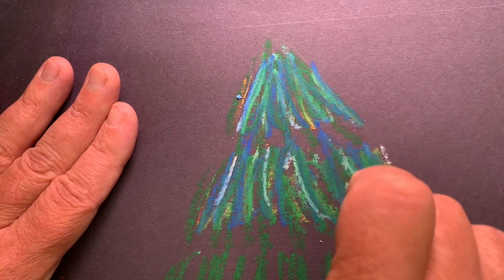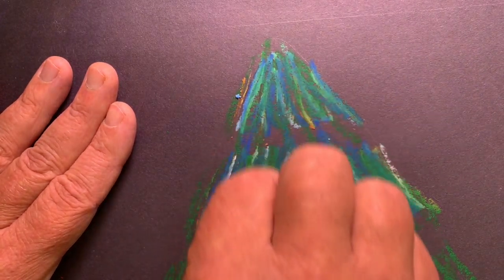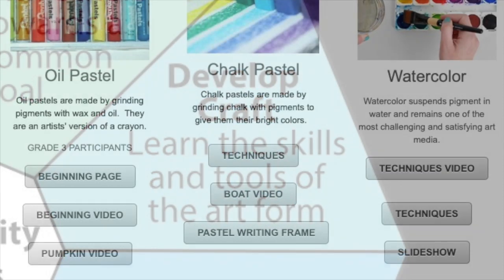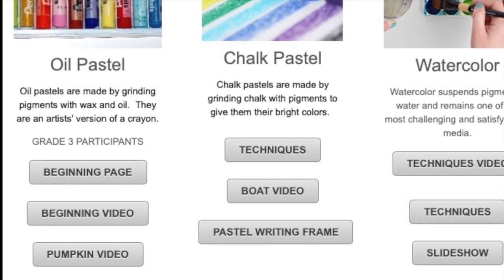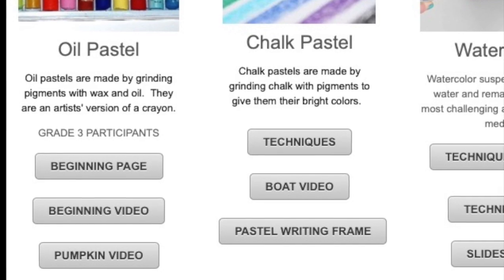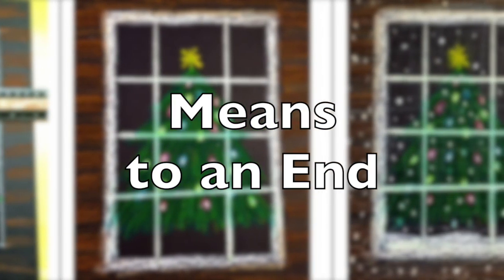You may recall that a strength of the original project was developing the pastel blending and the ruler skills. This is a part of Develop Craft, where we learn the skills and tools of the art form. Perhaps a practice project or skills lab approach could be used to teach some of these skills and tools. This is where something like the tree in the window lesson could be useful as a means to an end, but not the end itself.